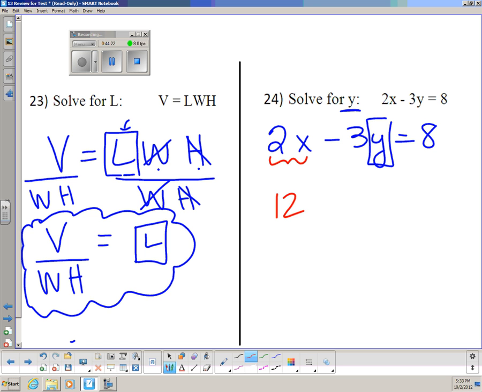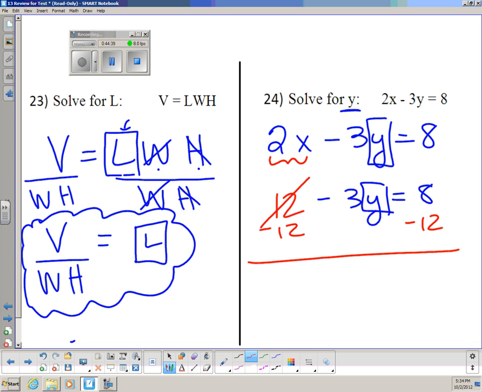So if I made x 6, 2 times 6 is 12. So instead of the 2x, I'm putting a 12. That's the only change I'm making. Minus 3y equals 8. Well, you know what the first move would be with the numbers. I would have to subtract 12 from both sides. Those would go away, and I would be left with, this is where people mess this up, negative 3y. The 12 minus 12 became 0, had nothing to do with this sign. Equals 8 minus 12, which is negative 4.